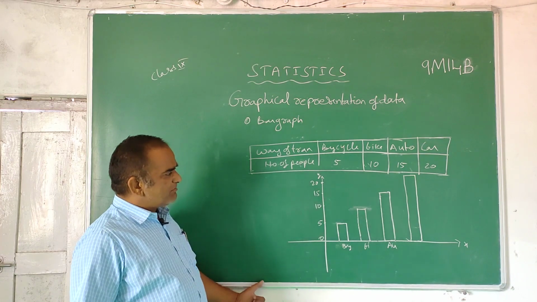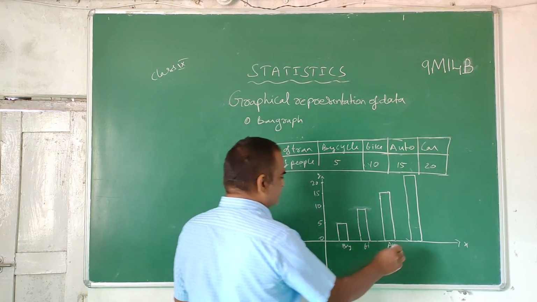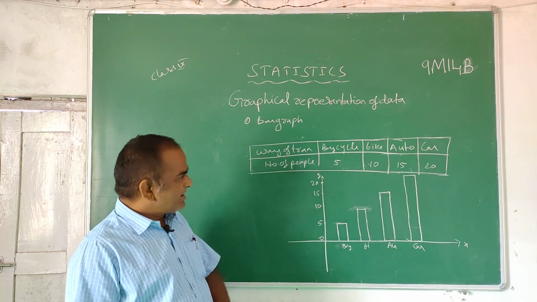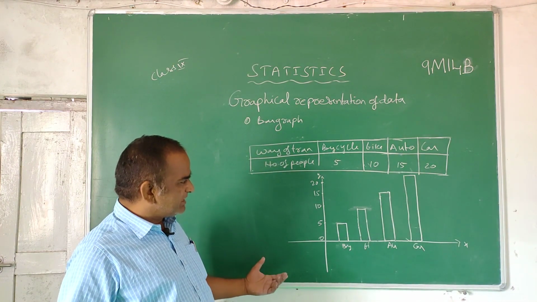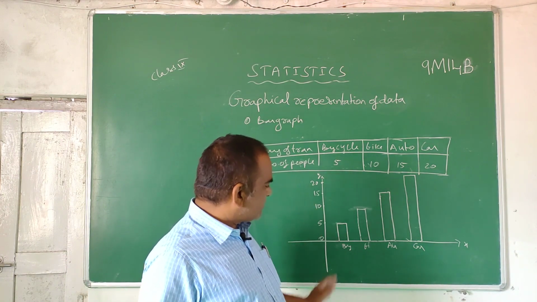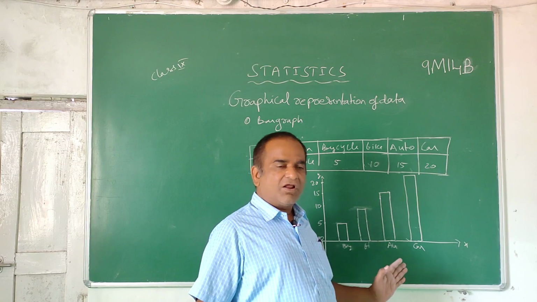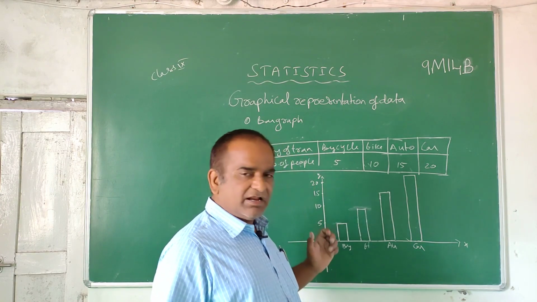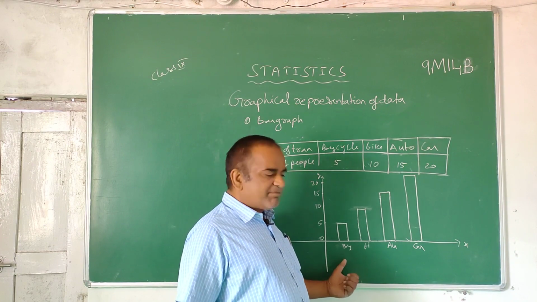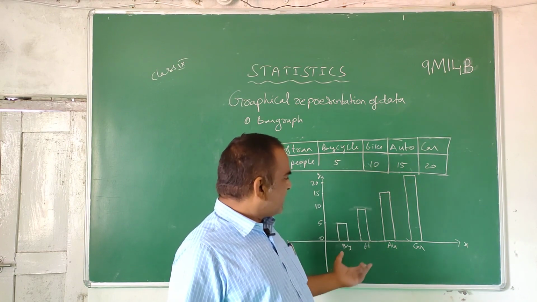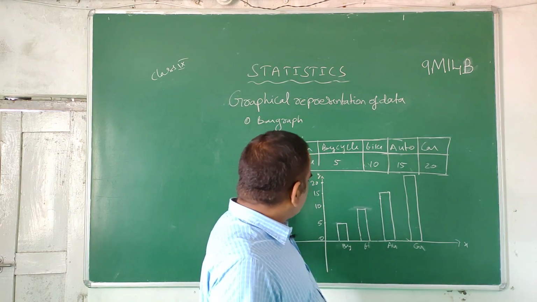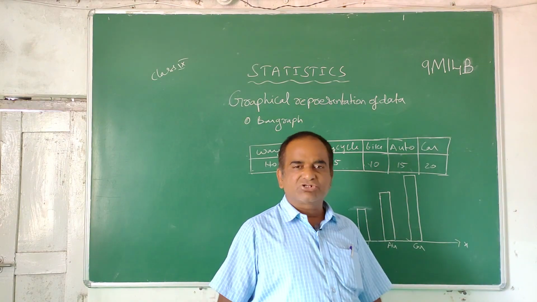So this is called a bar graph. By seeing this graph you can easily understand that most of the people of the locality are using car, and the least number of people are using bicycle. So like this you can analyze the graph once the bar graph is drawn. Understood?